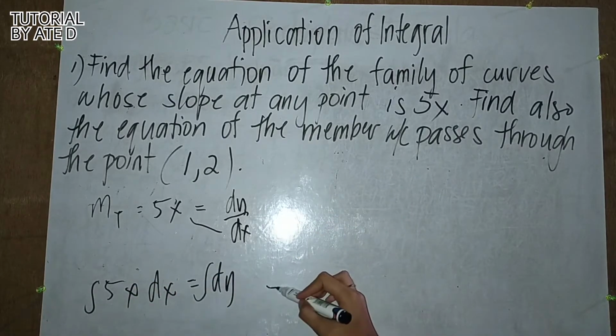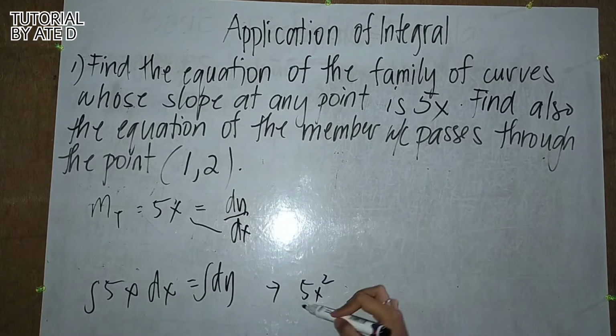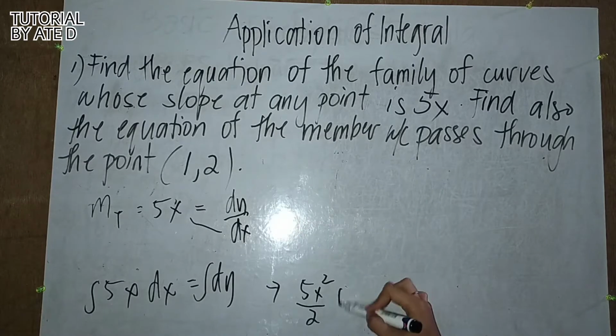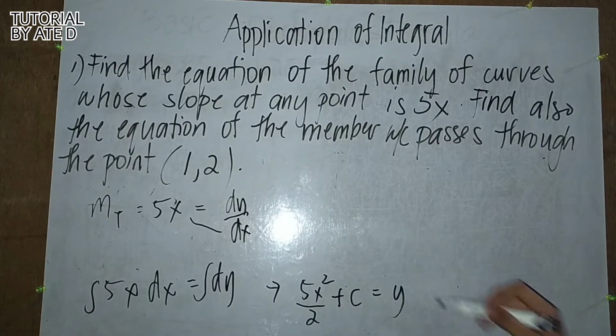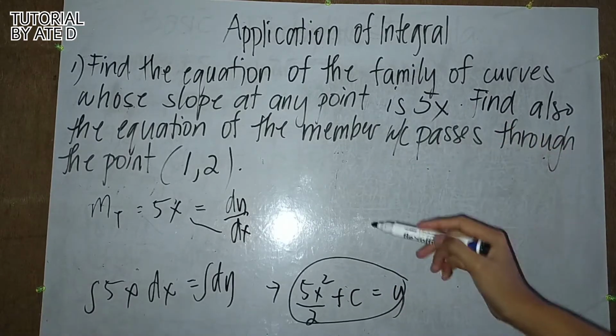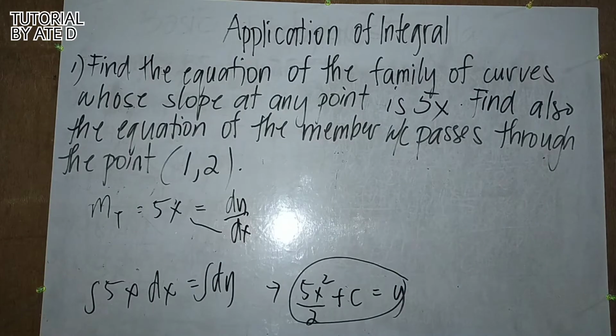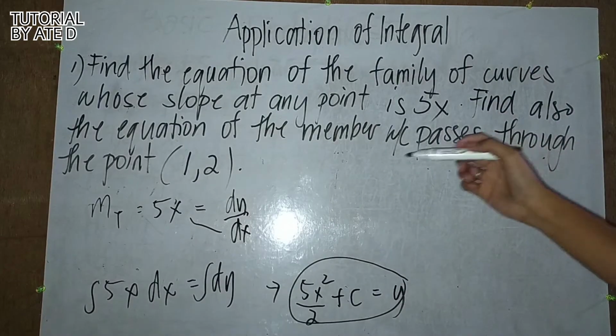So, 5x will be 5x squared all over 2 plus c is equal to y. Ito na ang equation na hinahanap sa problem. Ngayon, hahanapin naman natin ang equation of the member which passes through the point (1, 2).